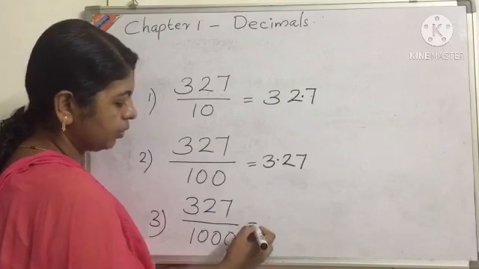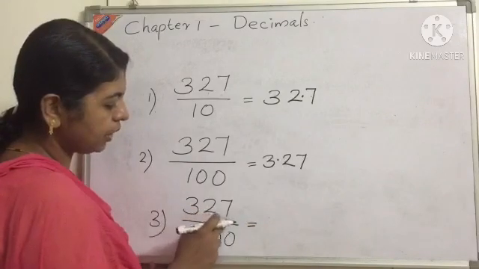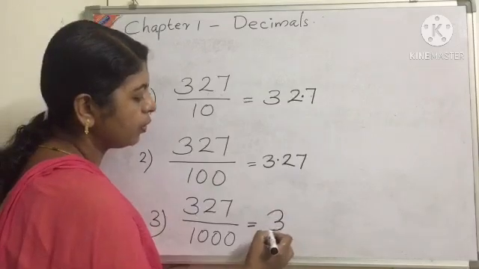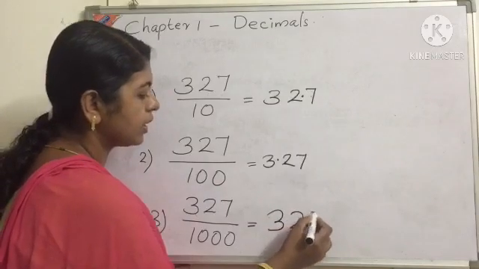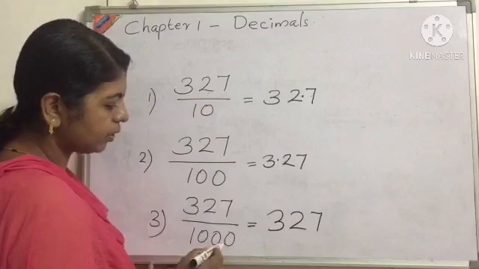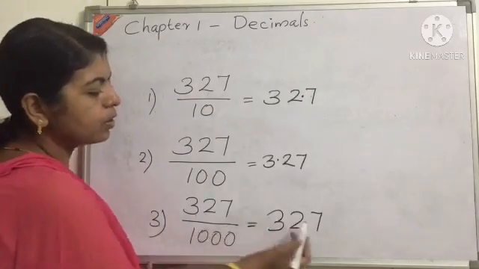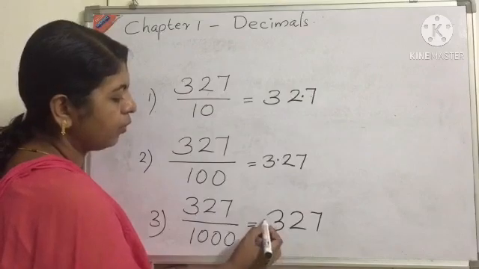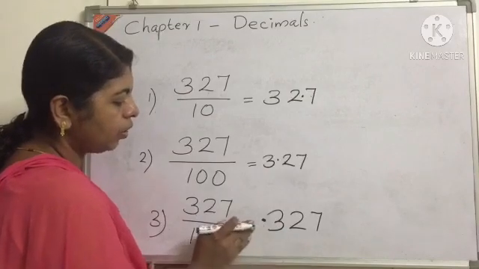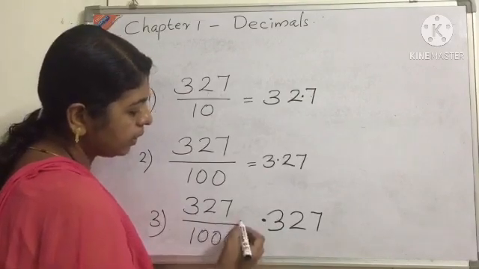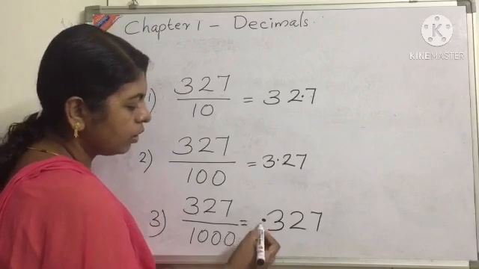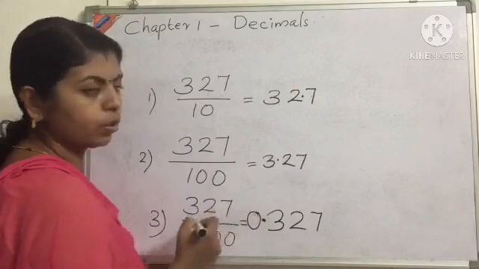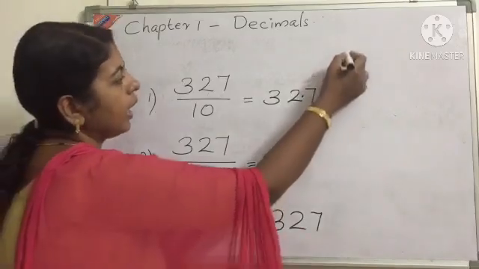Then the next one, 327 divided by 1000. For this also we want to write 327. Here how many zeros are there? 1, 2, 3. So from right to left, 1, 2, 3. Here we want to give a point. After this point, there is no number. So how will we write? There is no number, so we will give 0.